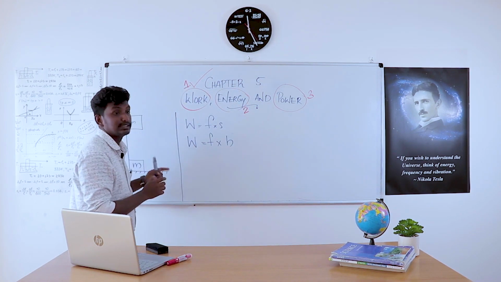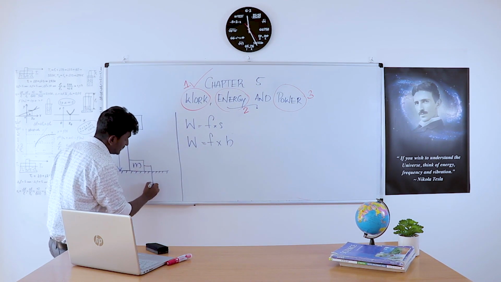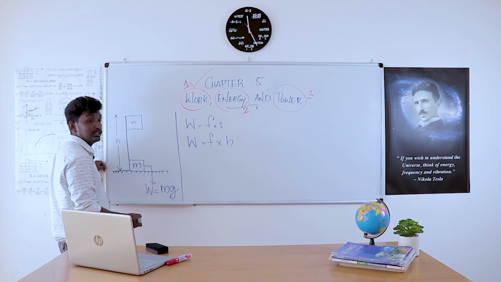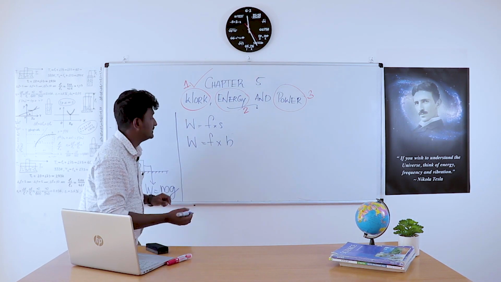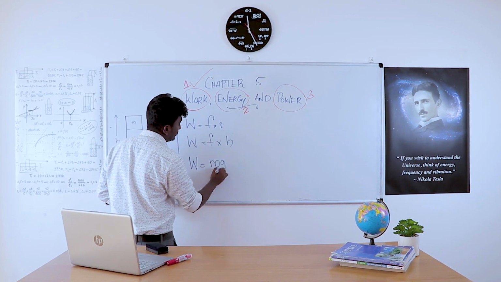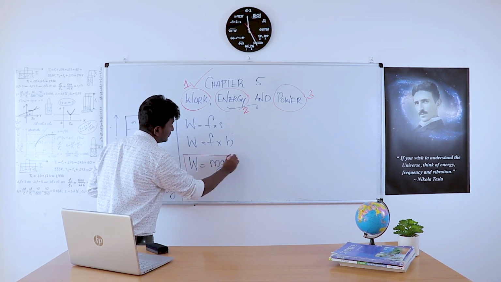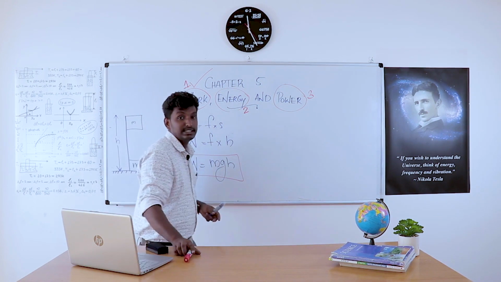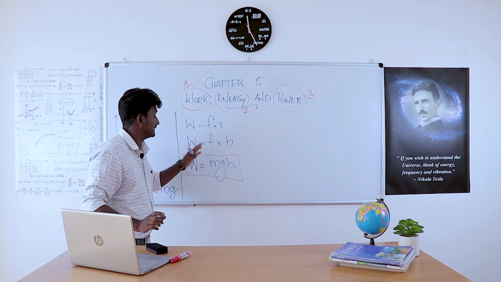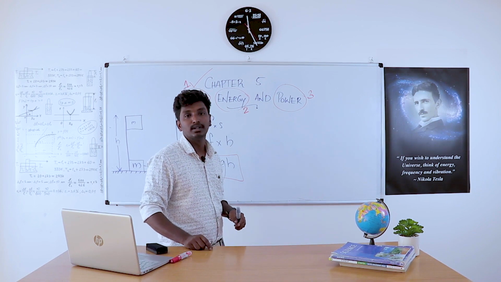Here, we are considering an object of mass m. Therefore, the weight of this object is W is equal to mg. So, we have to apply a force mg. Then work can be written as W is equal to mg into h. Therefore, we get the equation as W is equal to mgh. This is the potential energy stored in an object at a particular height h, mgh.